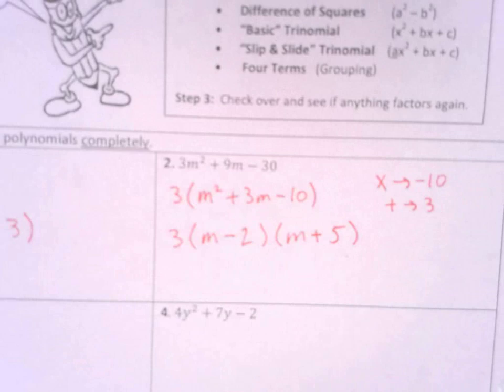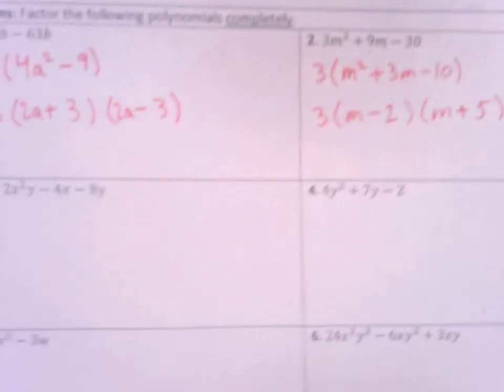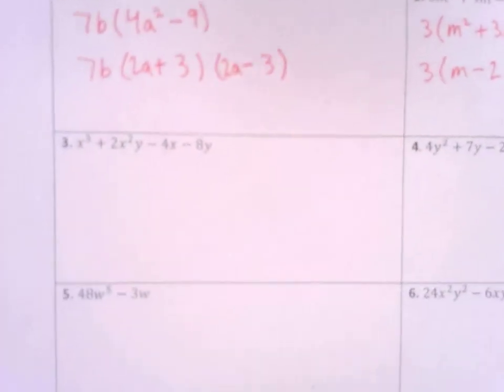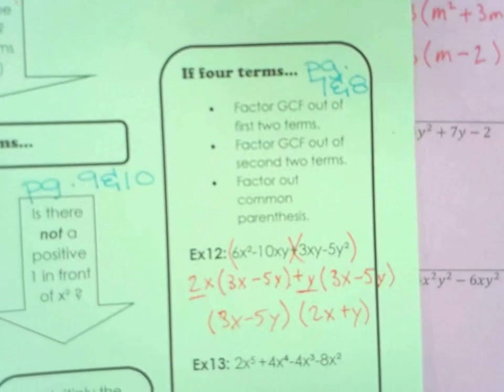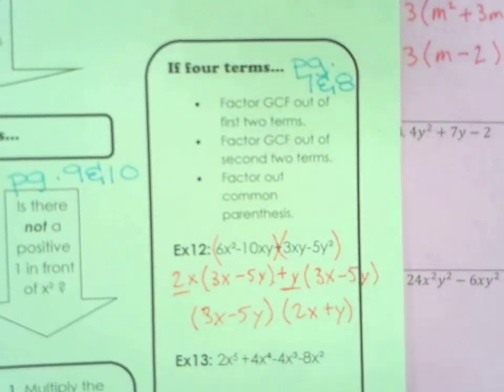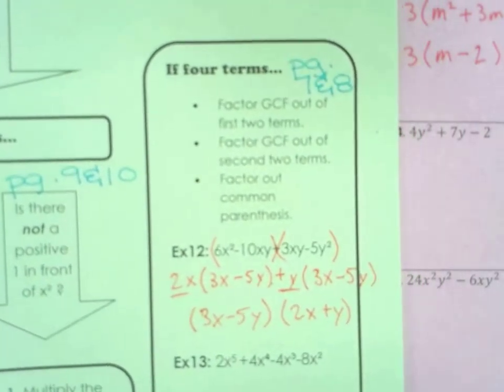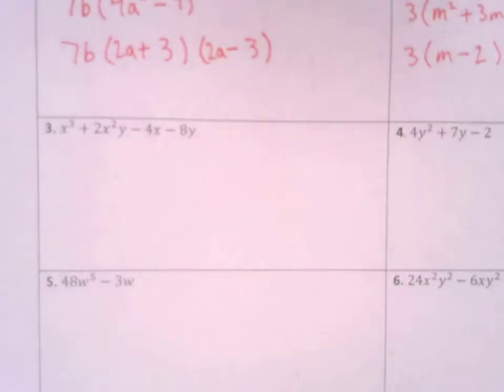Okay, now let's look at number 3. 3 is another easier one. How many terms are there? 4. We only have one technique to factor if there's 4 terms. It's this one. Factor by grouping. So it says factor the GCF out of the first 2, factor the GCF out of the second 2. So we're going to group the first 2 terms together.